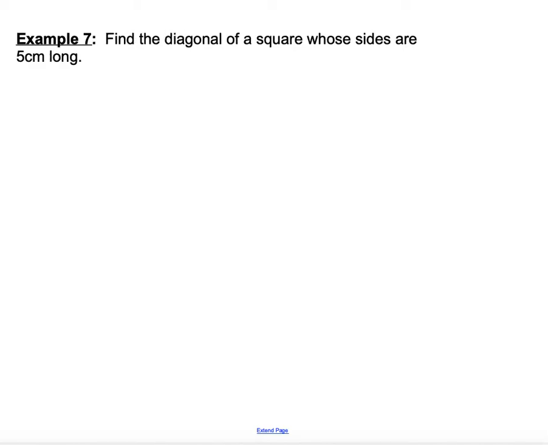All right, a square. So I have another picture I'm going to draw out of a square. The diagonal, that goes from corner to corner. So I'm going to draw my diagonal in there. It says find the diagonal of a square, so we don't have this diagonal, and whose sides are 5 centimeters long. So the sides of the square here are 5 centimeters and 5 centimeters.